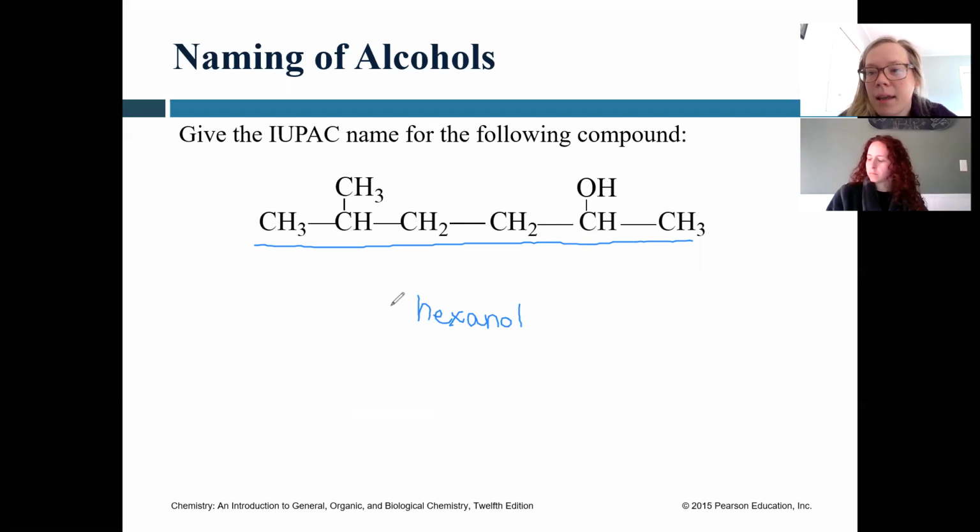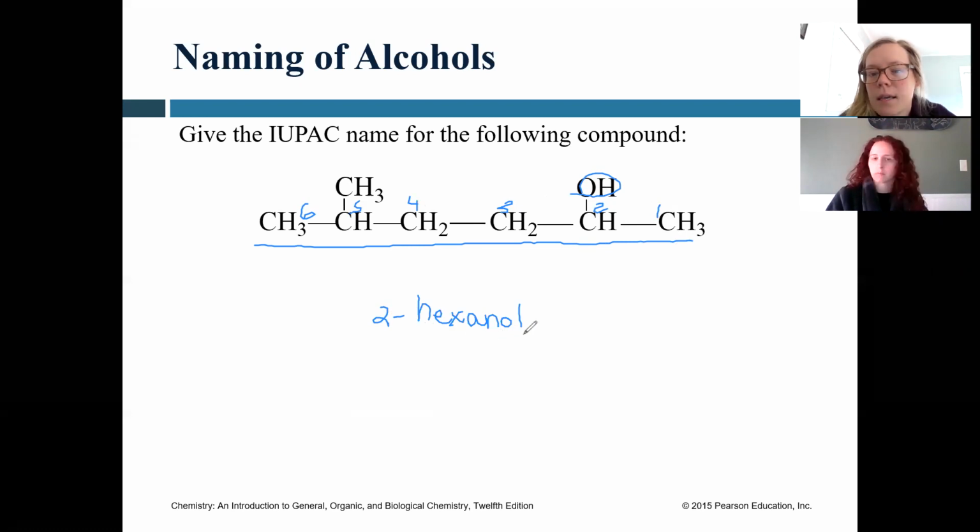Now with methane and ethane, there's only 1 or 2 carbons in the chain, so you don't have to say where the alcohol is. Once you get farther out than 2, so 3 or more carbon chains, you have to explicitly say where the OH is. So we need to number this. Again, number it so that the OH falls on the lowest number. So 1, 2, 3, 4, 5, and 6. The OH falls on the 2. So this is 2-hexanol.